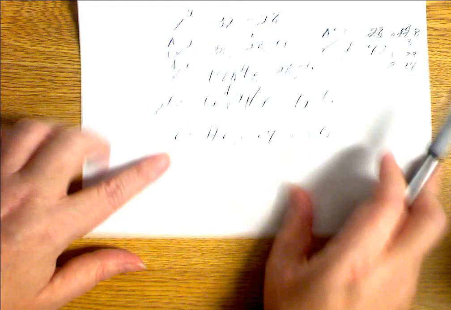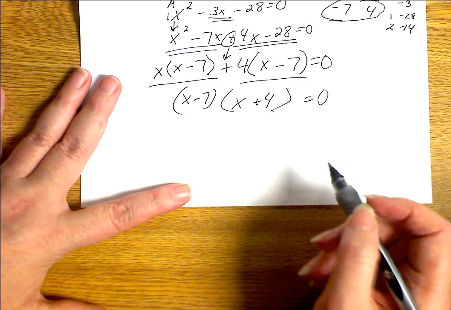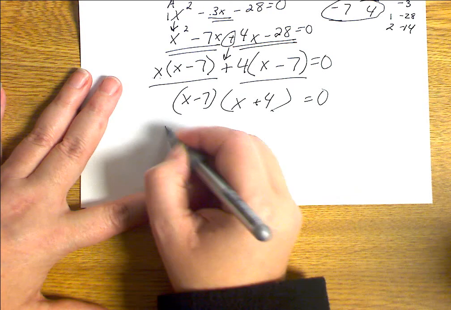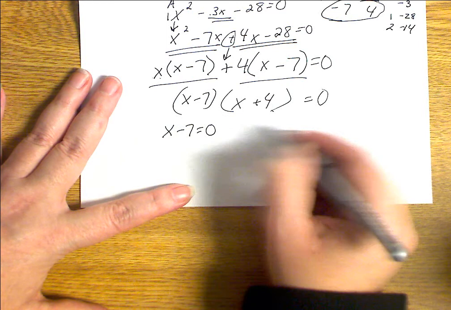All right, so at this point, what do we have to do from yesterday? Set it equal to 0. So we have x minus 7 is equal to 0, and x plus 4 is equal to 0.